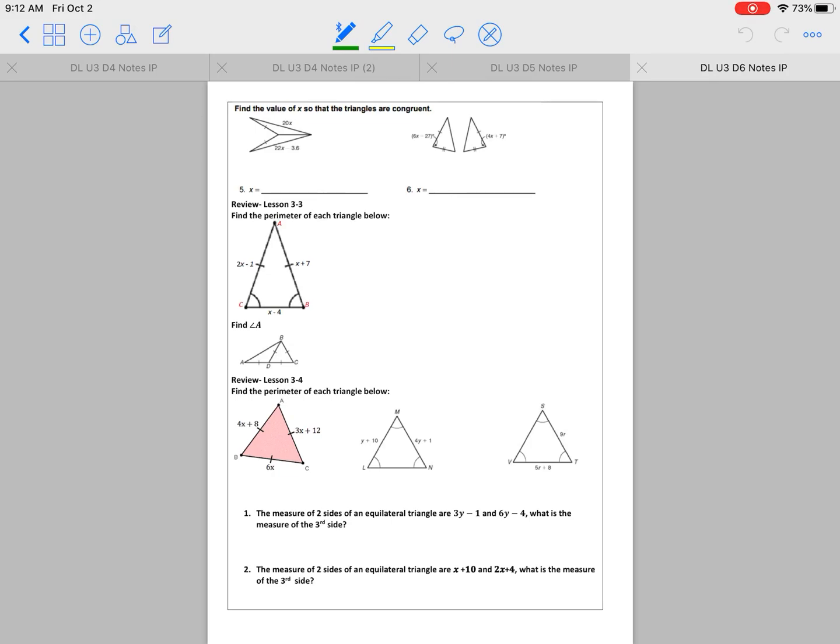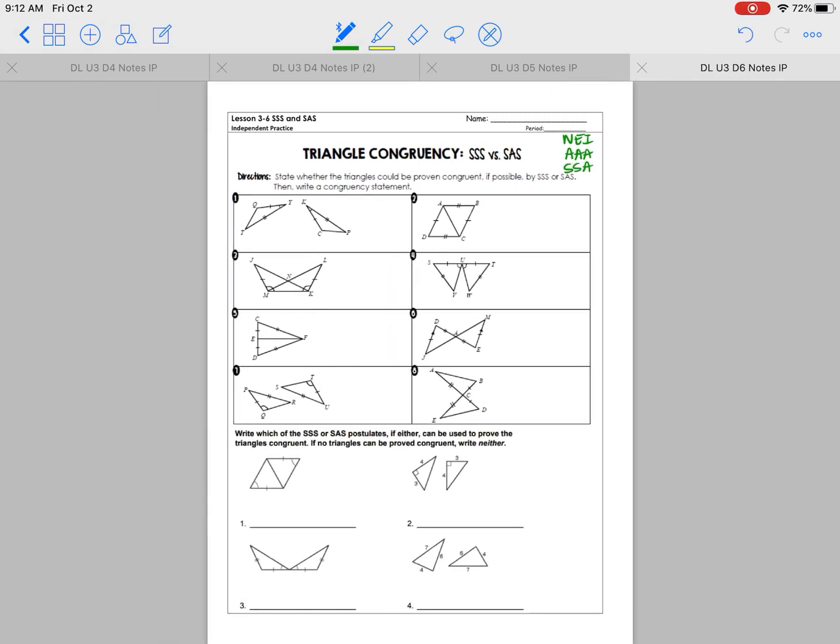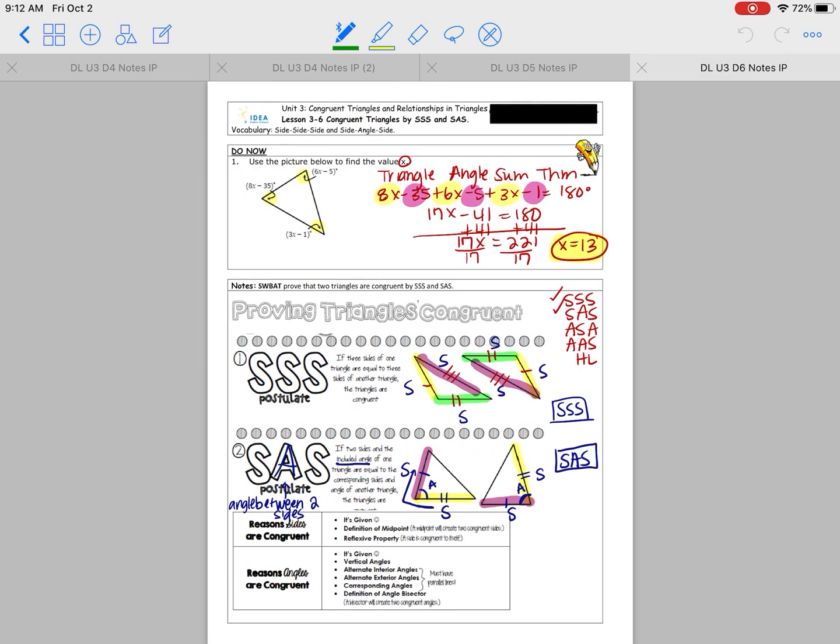And then I'm giving you some review problems that I want you to practice for lesson 3-3, which is isosceles triangles, and then lesson 3-4, which is equilateral triangles. So make sure you complete those. You take a picture of your work and you submit it into the assignments.